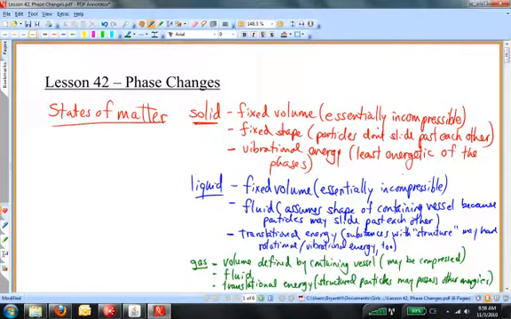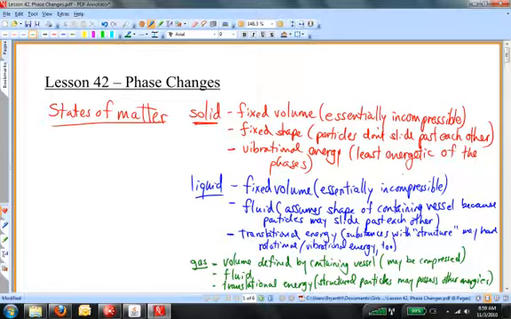I can't really change the volume of the liquid by changing the shape of the container. The liquid is a fluid, so it can change its shape if I slosh it around because the particles are not fixed with respect to each other, and it will have more energy per particle than the solid does because of the fact that it can translate.